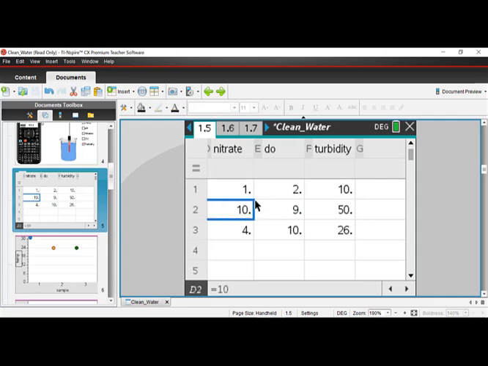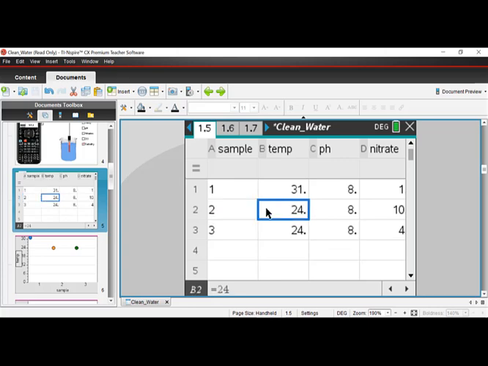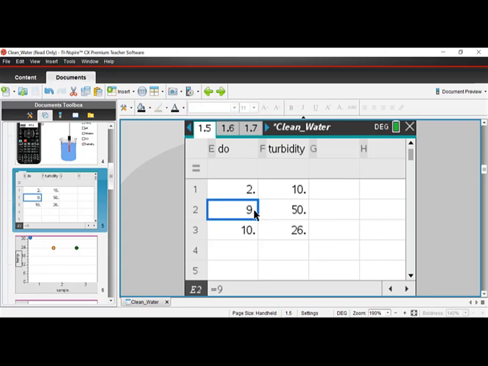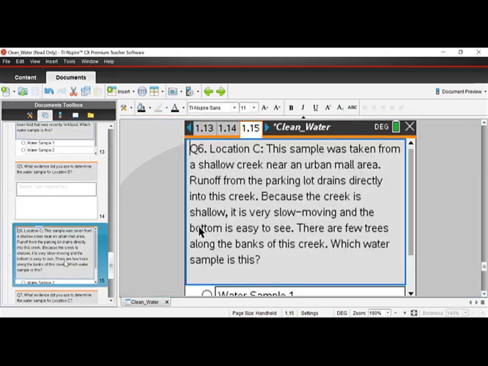Now nitrates, high nitrates, remember we said that it just got fertilized. Fertilizer is heavy in nitrates. I bet it's going to be number 2. Let me keep going. pH doesn't really help us here. Temperature is 24. It's between 2 or 3, but I'm leaning on number 2. I think it's probably 2. All right, but we'll keep moving here.